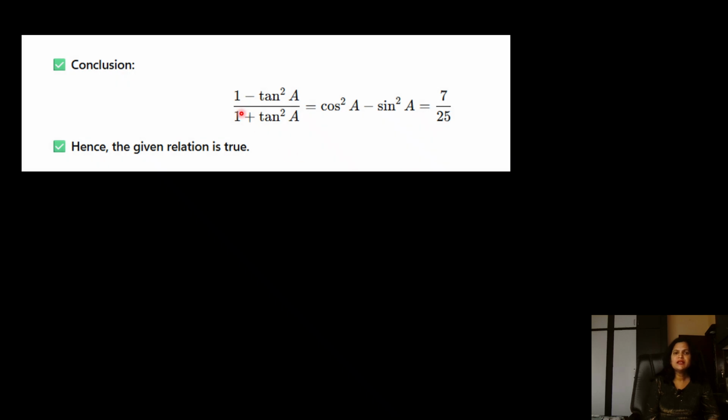So conclusion is 1 minus tan square A divided by 1 plus tan square A is equal to cos square A minus sin square A is equal to 7 by 25. Hence the given relation is true.